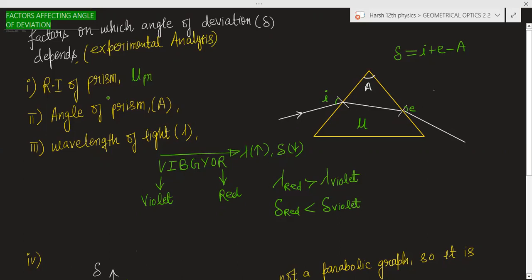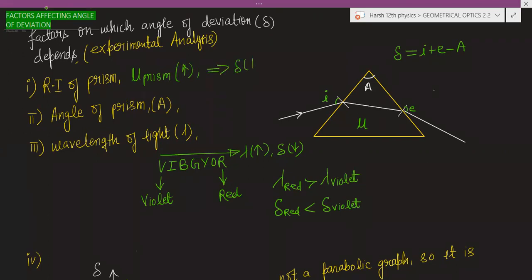If you increase the refractive index of the prism, the angle of deviation, delta, will also increase. If you increase the angle of the prism, that is this angle, then the angle of deviation will also increase, because these are the results from the experiment.